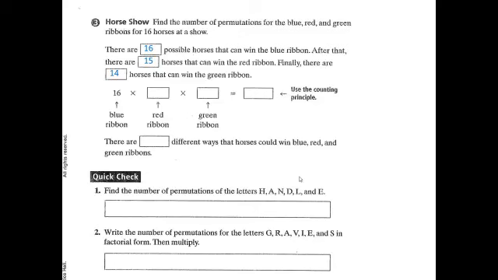So to figure out what the permutation is, or how many different ways the horses could win the ribbons, we would take 16 for the blue ribbons times 15 for the red ribbons times 14 for the green ribbons. When we do that multiplication, you can do it on your calculator very quickly. We get 3,360. So there are 3,360 different ways the horses could win blue, red, and green ribbons.